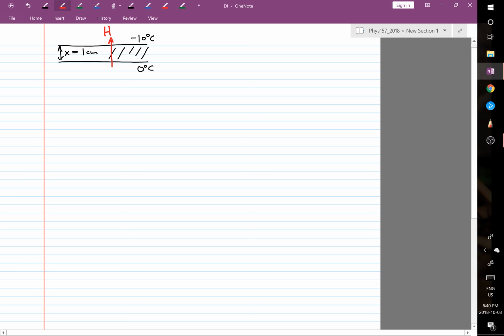The first thing we can do is figure out how much heat is flowing in a certain amount of time. The question asks, basically, how much ice is added per hour? So we can just try to figure out how much extra ice there will be in 1 hour.